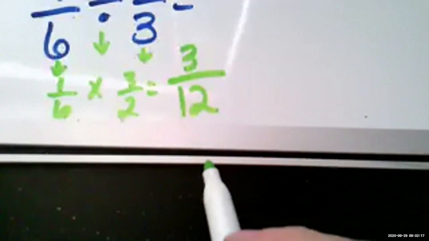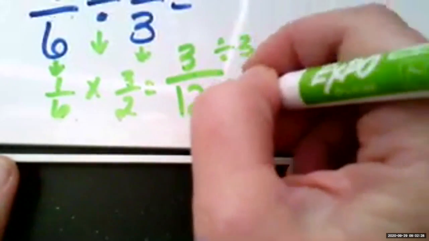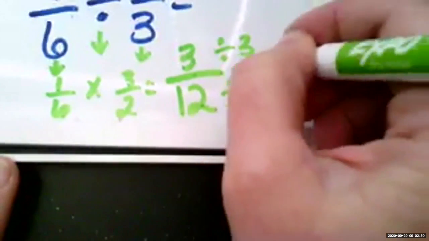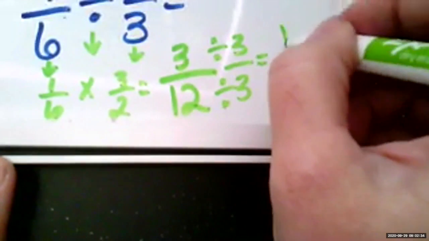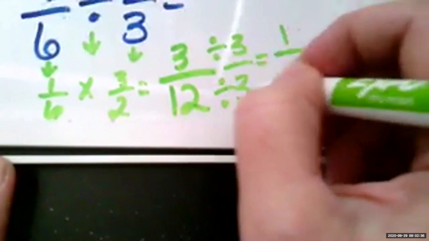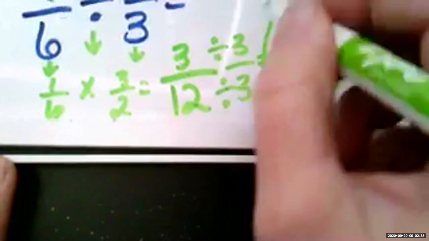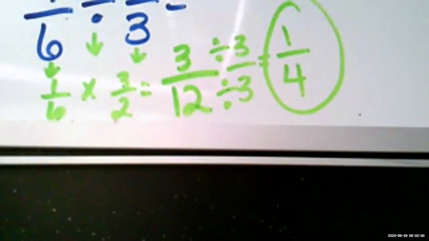However, Alyssa, you can't divide the top by the bottom because the top 3 is less than 12. Although 3 and 12 can both divide by 3. This is that reducing that we're talking about. 3 divided by 3 is 1, and 12 divided by 3 is 4. 1/4. Final answer, yes, 1/4.